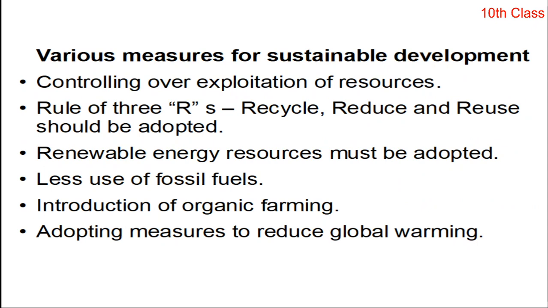And now, various measures for sustainable development. What measures should we take to achieve sustainable development? Such as controlling over exploitation of resources, my dear. We have to control the mindless over exploitation of resources. We are over exploiting our resources, so that should be stopped immediately. Controlling over exploitation of resources is very, very important.